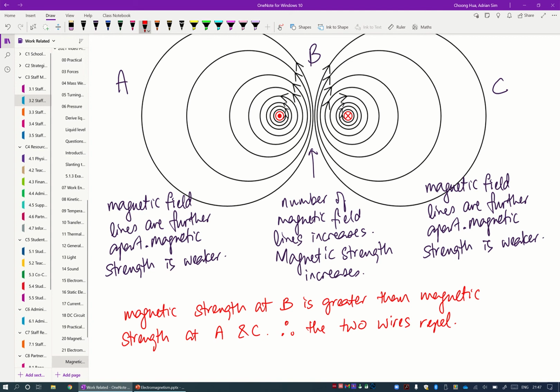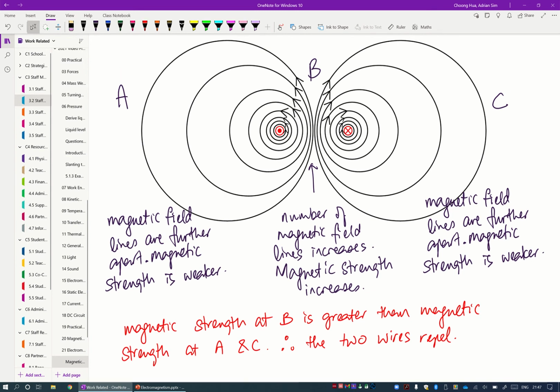Right, so you see, first, we must know how to draw a magnetic field lines, and then we have to see where, when we put the two wires together, the increase in the number of magnetic field lines is. Then from there, we deduce that the magnetic strength at B is greater than the magnetic strength at A and C, so the two wires will repel.